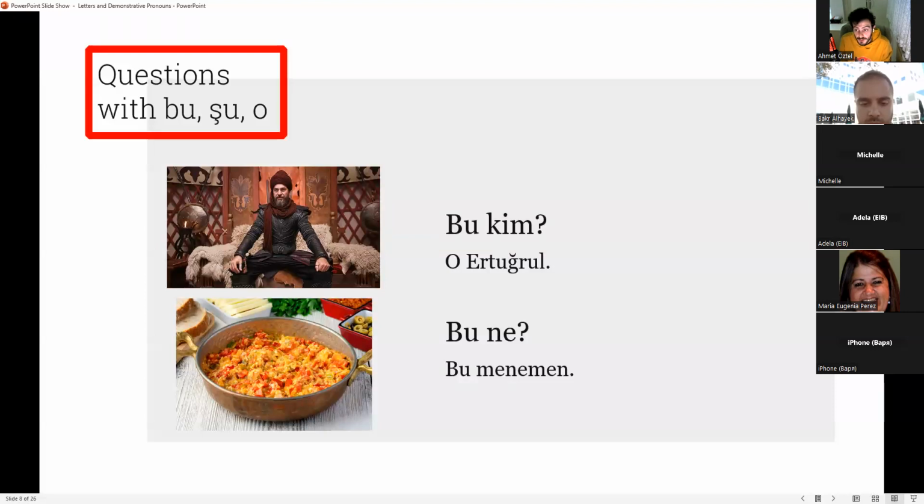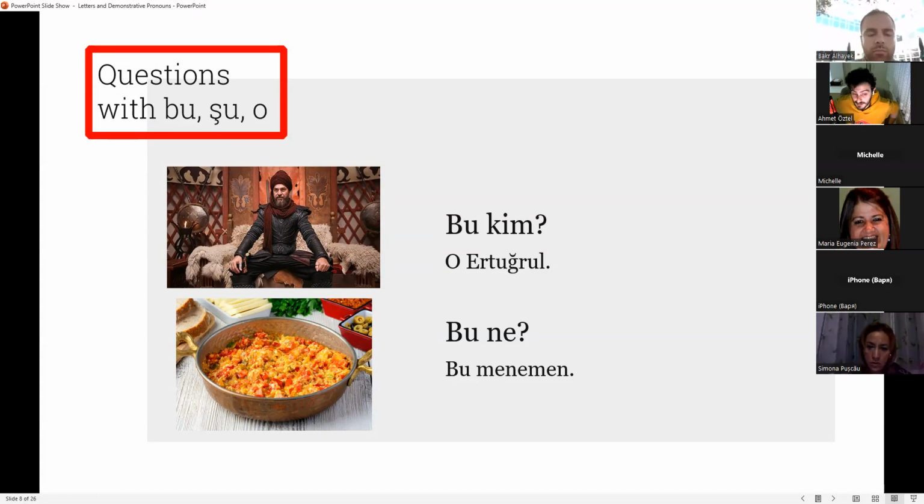And if I combine demonstrative pronouns with these question words, basically I'm going to have bu kim and bu ne, but you can also use şu and o with these questions: şu kim or o kim, or you can also say şu ne or o ne. This is quite useful if you are an expat living in Turkey, and you go to a grocery store and you have never seen a specific fruit, you can ask, bu ne? And then they will tell you what it is. Bu ayva, bu ananas, anything. Yes, Bakr.